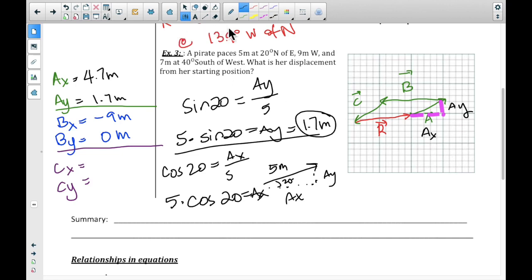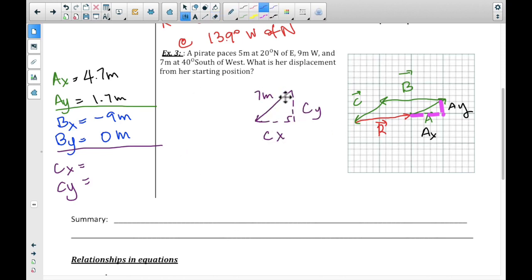Let's look at vector C. All right, so here's my vector. It's 7 meters long. It is 40 degrees south of west. So let me draw some references for us.